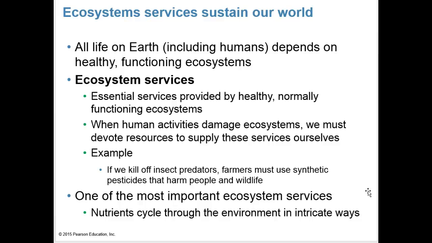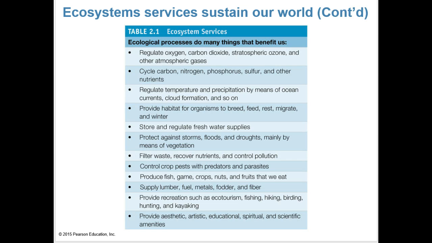For example, if we kill off insect predators, farmers then would have to use synthetic pesticides that harm people and wildlife. One of the most important ecosystem services is how nutrients cycle through our environment in intricate ways. Here's a list of some ecosystem services that sustain our world.